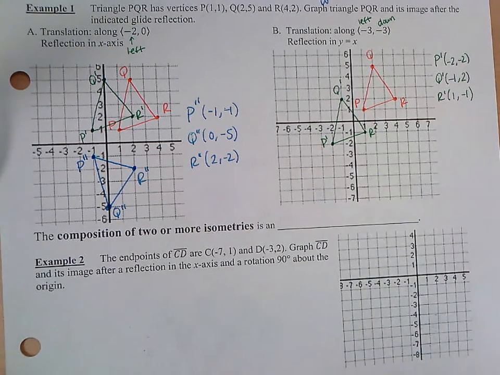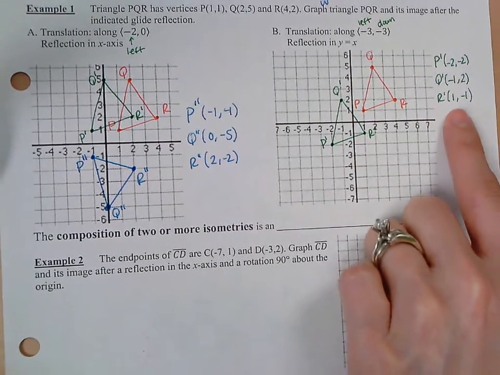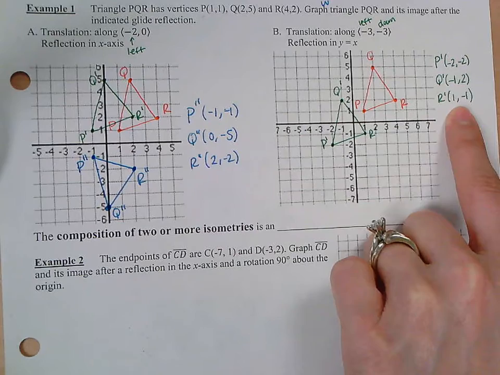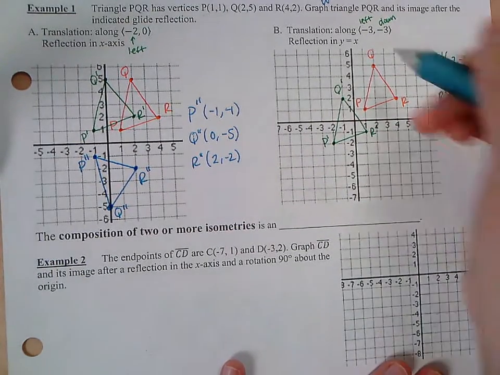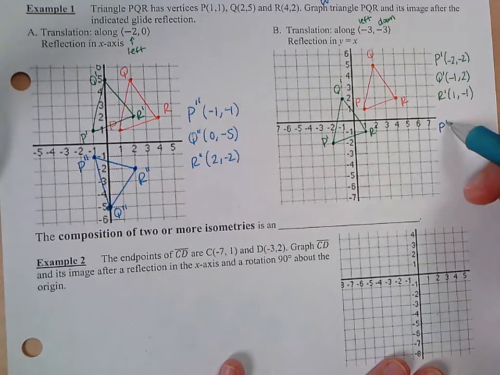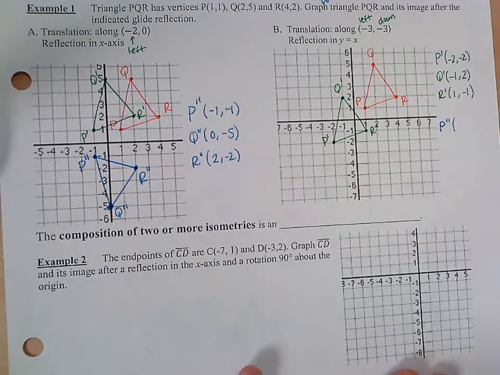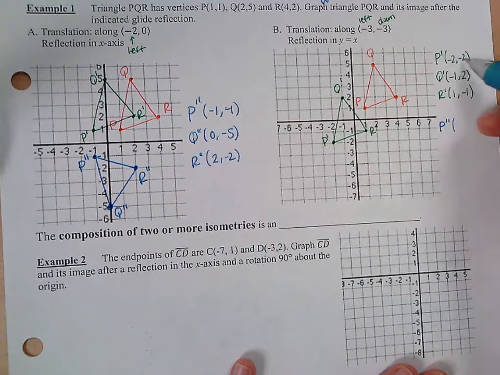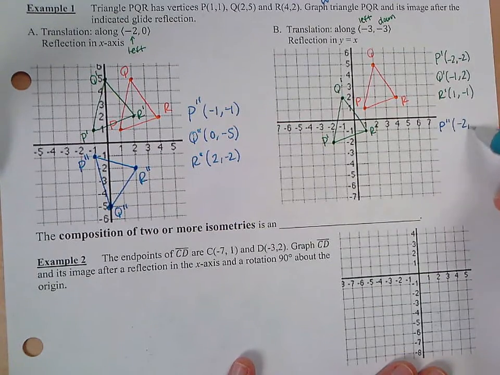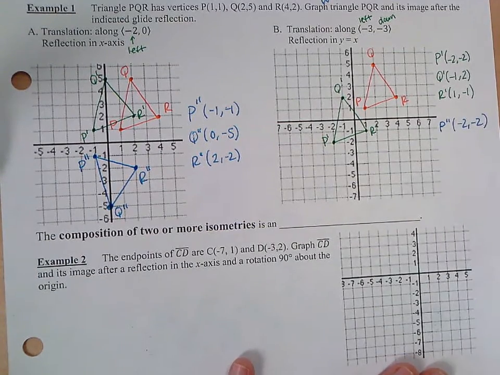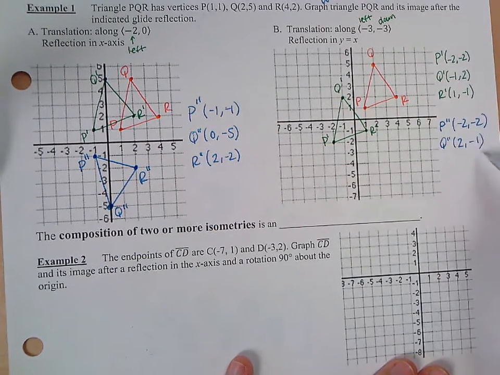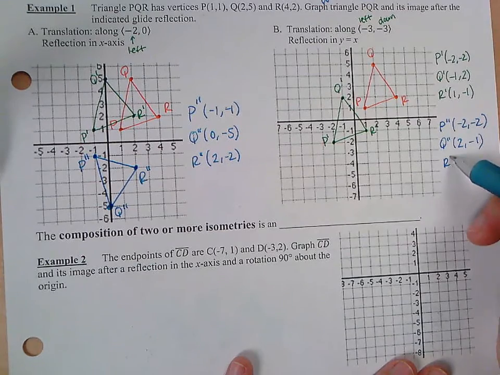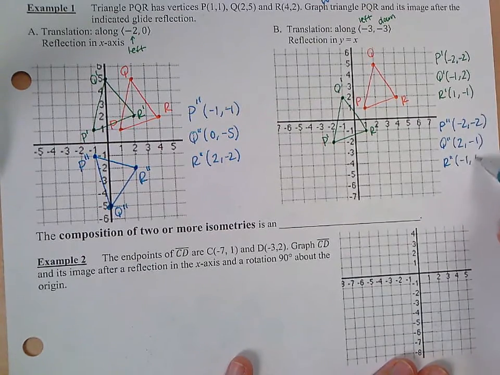And now when I do my reflection in y equals x, what happens to my ordered pairs when you reflect in y equals x? The coordinates switch. So that's where writing this down might be easier, because now I can get the ordered pairs and then plot them. So P double prime is actually going to be the same as P prime, because if I switch them, I still have -2 and -2. Q double prime will be at 2, -1. And then R double prime, if I switch those, I have -1, 1.